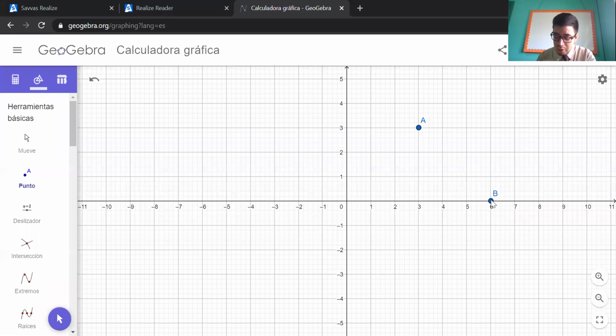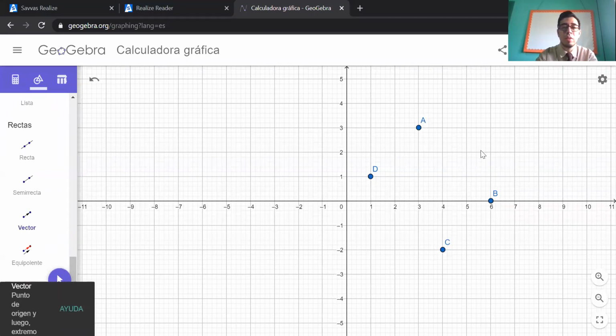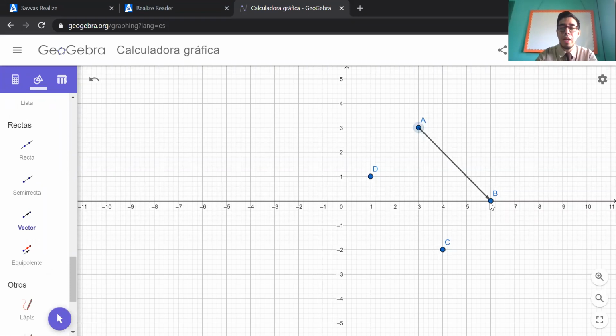C is 4 for X and -2 for Y. And the last point, D, is located at 1 for X and 1 for Y. So this is the figure that we have. We only connected using this vector: A, B, C, D, and finishes in A. Okay, that's the parallelogram that I have, and later I only need to project the same to the other side.